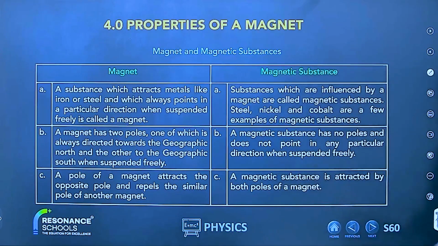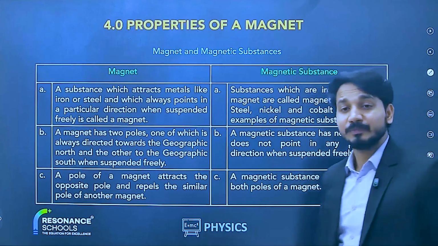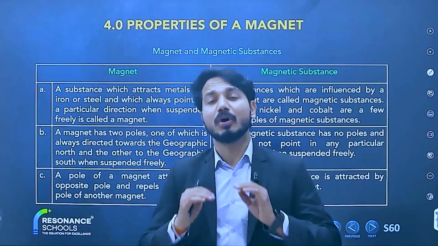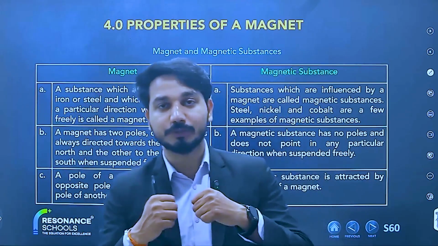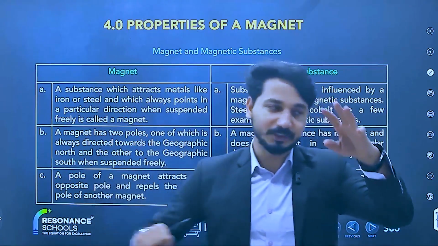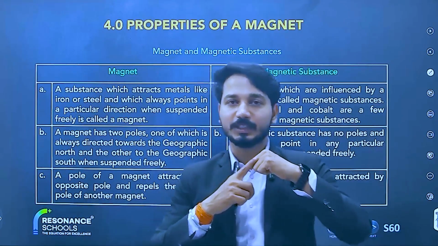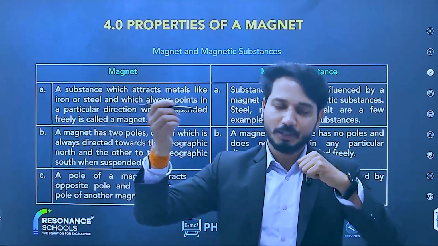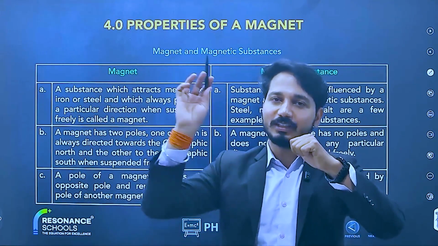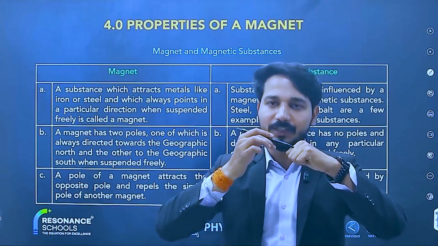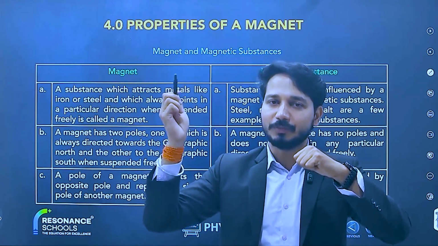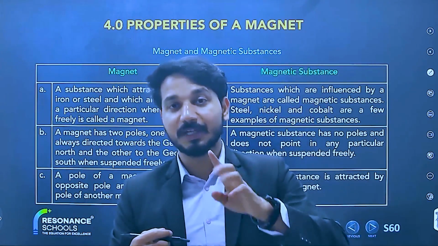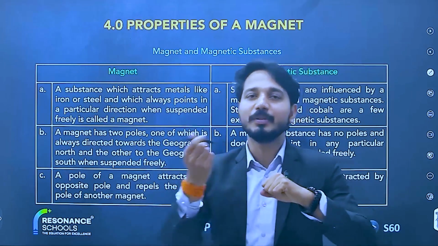Whereas a magnetic substance is attracted by both poles of a magnet. Remember this. A magnetic substance is always attracted by both the poles of the magnet. Just assume this is a magnetic substance. If I bring a magnet closer to this, either if this is the north pole of a magnet, then also it will be attracted, and even if it is the south pole of a magnet, then also this substance will be attracted. This is the meaning of magnetic substance. It will be attracted by both the poles.